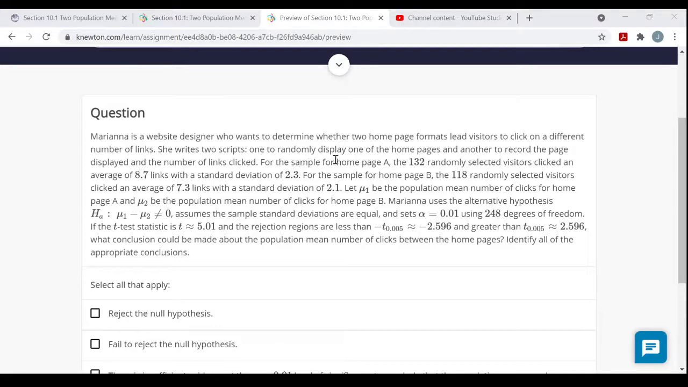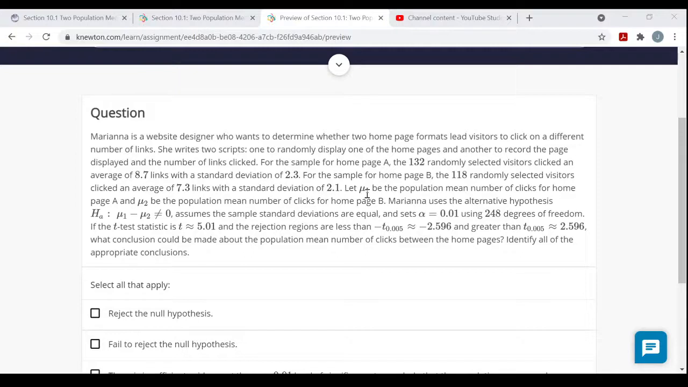For the sample for homepage A, the 132 randomly selected visitors clicked an average of 8.7 links with a standard deviation of 2.3. For the sample for homepage B, the 118 randomly selected visitors clicked an average of 7.3 links with a standard deviation of 2.1.